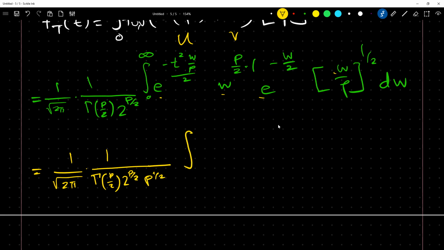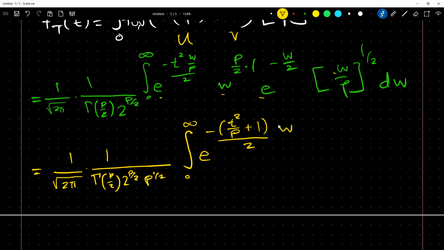All right, and then 0 to infinity. Inside here, I've collected all the terms, and if you have trouble seeing how I go from the green to the yellow, you should stop and just go ahead and combine these using properties of exponents, okay? Properties of indices.